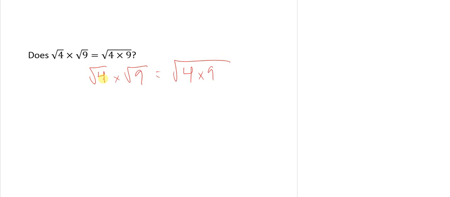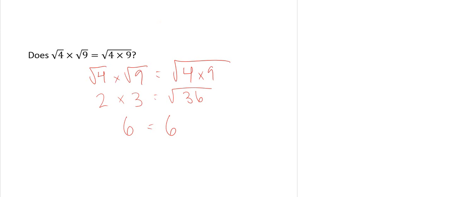We know that the square root of 4 is equal to 2, and the square root of 9 is equal to 3, and 4 times 9 is equal to 36. So 2 times 3 equals 6, and the square root of 36 is equal to 6. So therefore this is true. Root 4 times root 9 does equal the square root of 4 times 9.